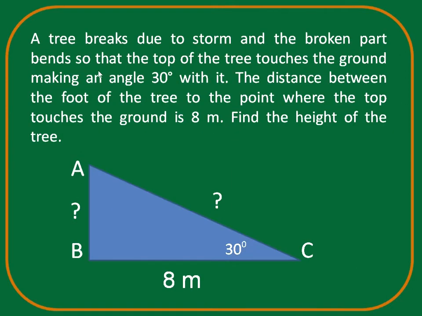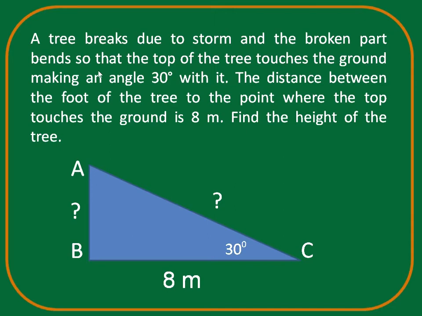So I have drawn a triangle over here, and you can see BA and AC is part of the tree. After breaking down, the tree whose length was BC broke at point A and touches the ground at point C. Means the original height of the tree was BC, and it broke due to storm at the point A and bent so that it touches the ground at point C.